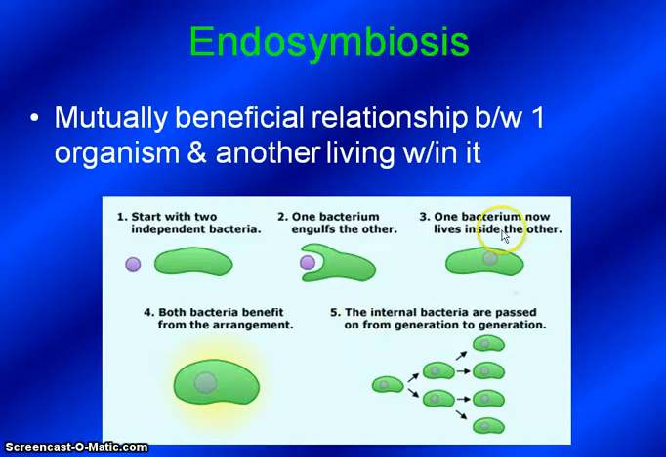And as they divided, went through binary fission to make more, this bacteria that was inside of it has been replicated through the binary fission process and gets copied into each new cell, thus making a more complex eukaryotic cell.